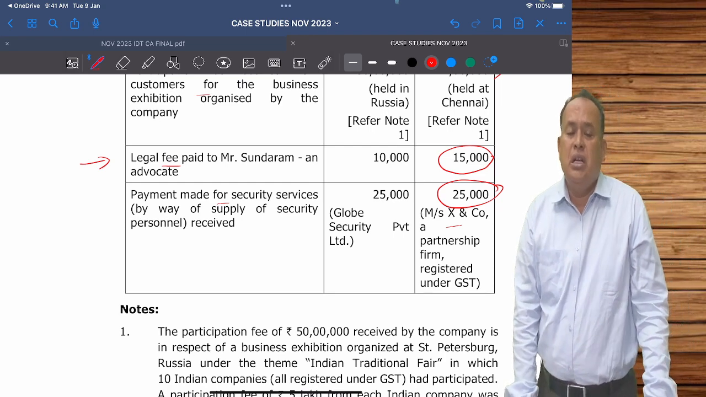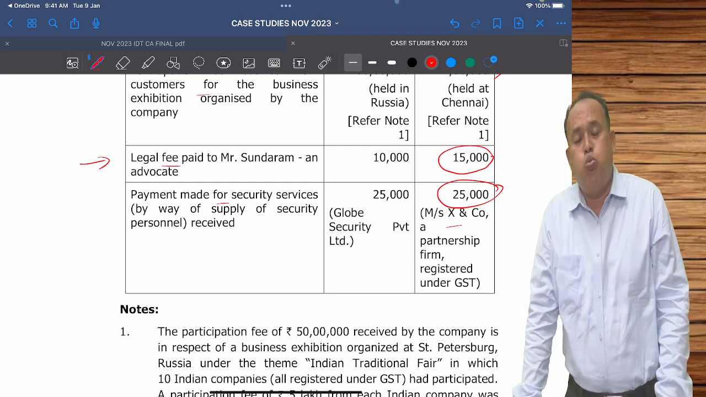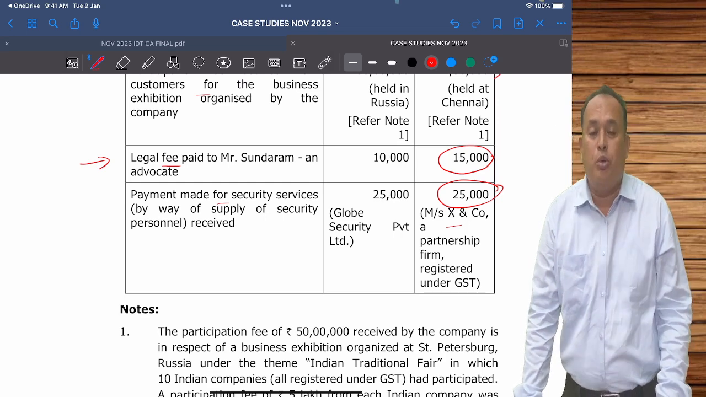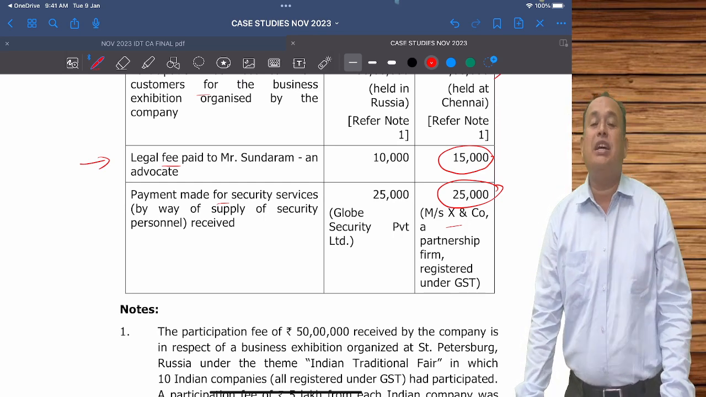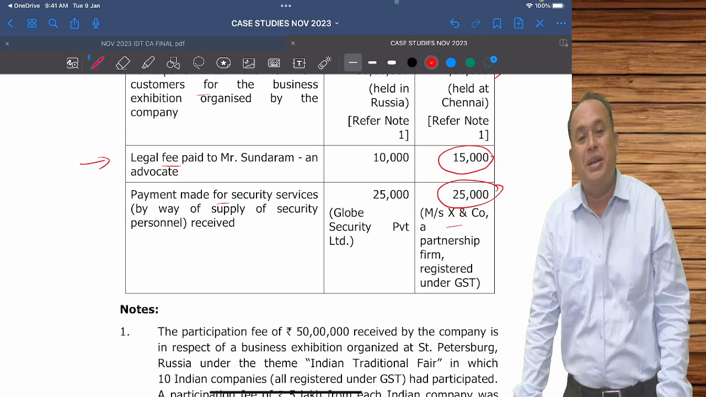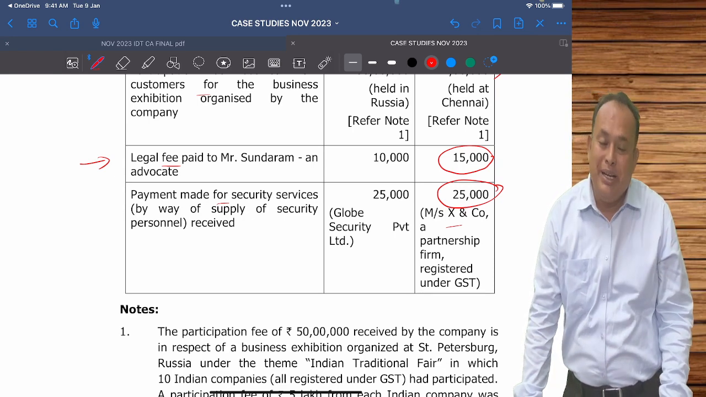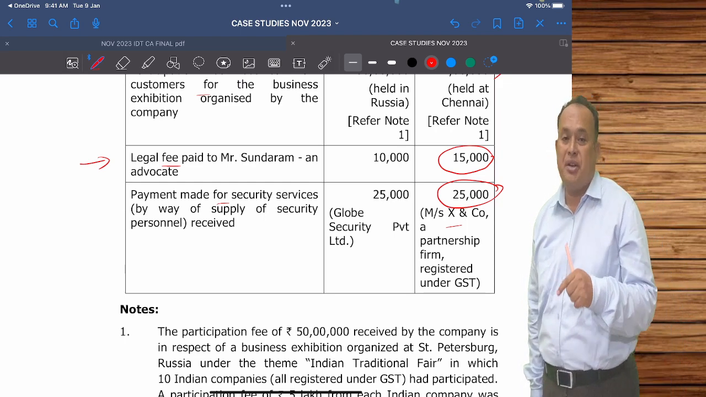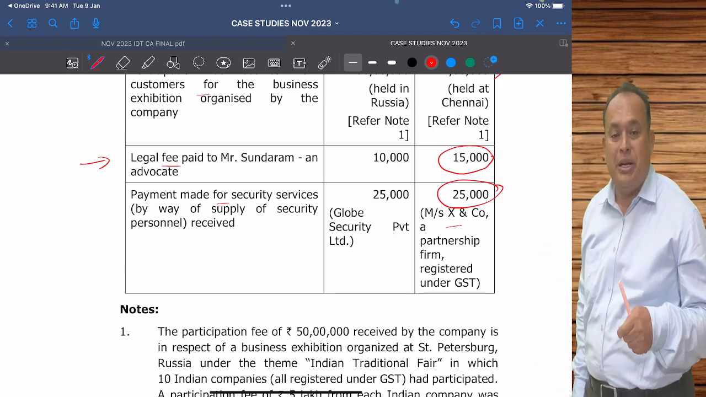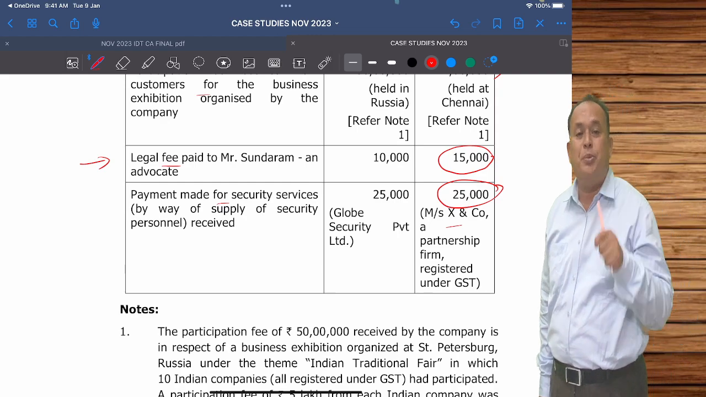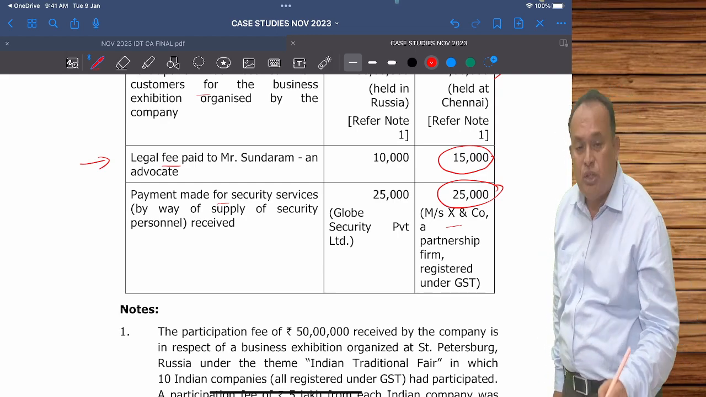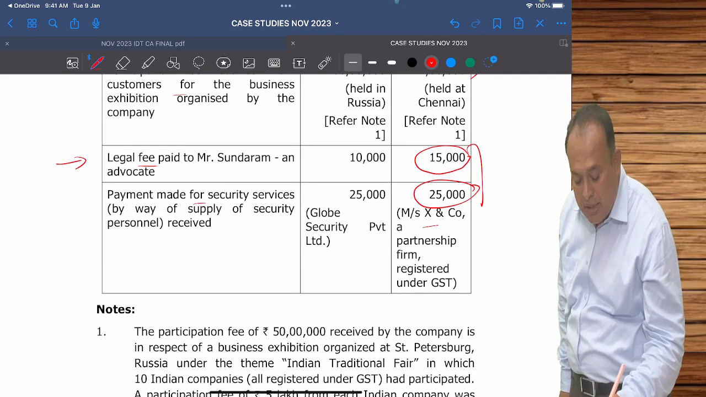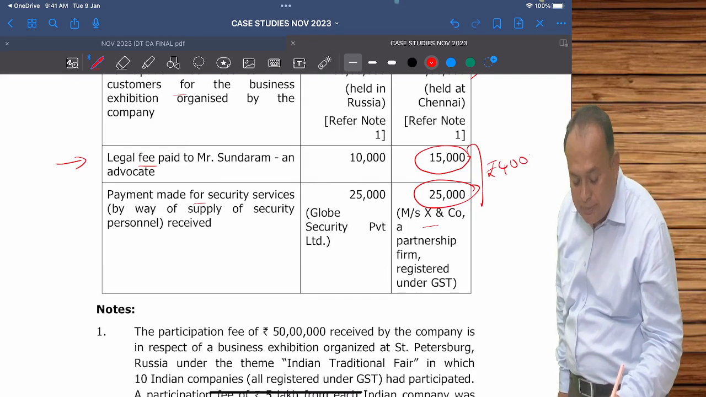Now, security services provided by a person other than the body corporate to a body corporate which is located in the taxable territory, who is liable to pay GST? The recipient being a body corporate is liable to pay GST under RCM in the given case of security services. Disha Enterprises, body corporate. Disha Enterprises is liable to pay GST under RCM on rupees 25,000. Total how much? 15,000 plus 25,000 is equal to 40,000.